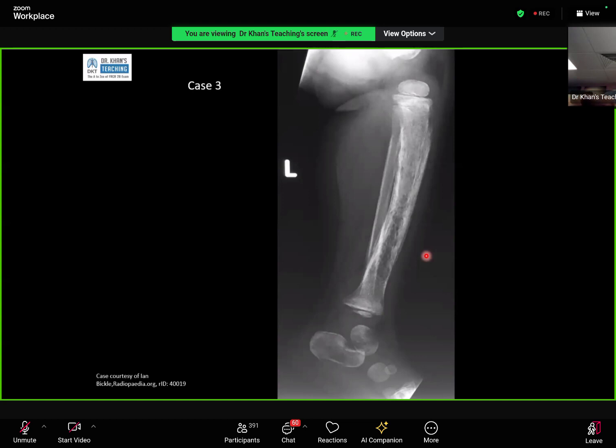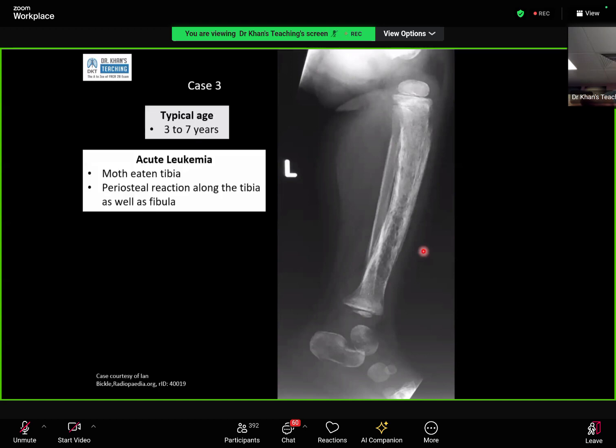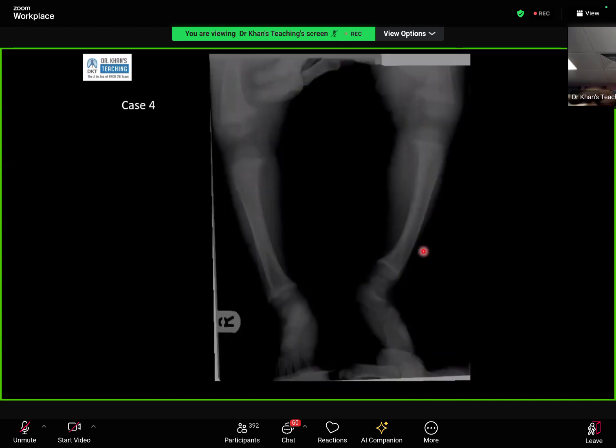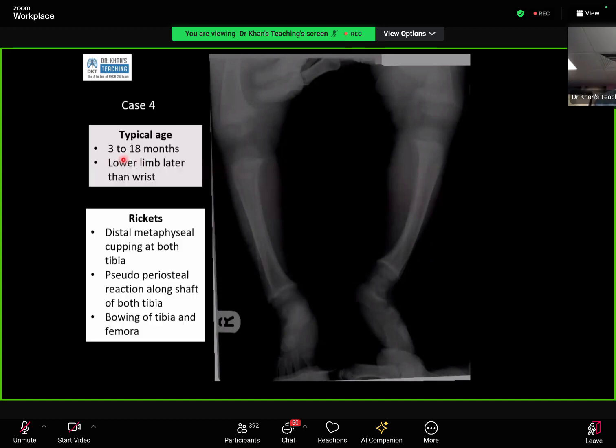Now, leukemia can cause moth-eaten bones, and it can cause periosteal reaction. It can be bilateral symmetrical. This is not the age group for leukemia, and the findings were also slightly different. It was not moth-eaten bone. Rickets is interesting. Rickets is anywhere between 3 to 18 months. It can happen. Lower limb first and wrist then.